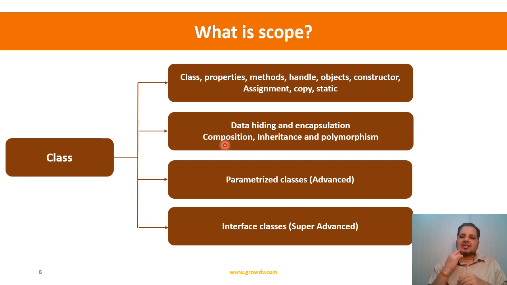This is a slightly advanced topic. Parameterized classes are used in building the UVM library as well. And then we have interface classes, which is a super advanced concept. So we will still briefly touch upon it, but will not go into all the details of interface classes. Interface classes are predominantly used in building libraries, but we will just look at what the concept is. So this is the overall scope of what it means to learn the class construct.